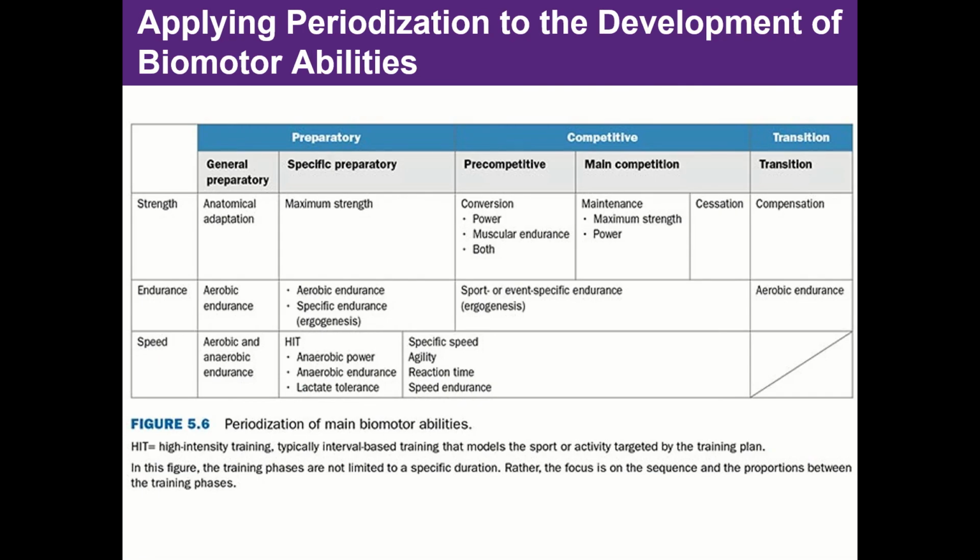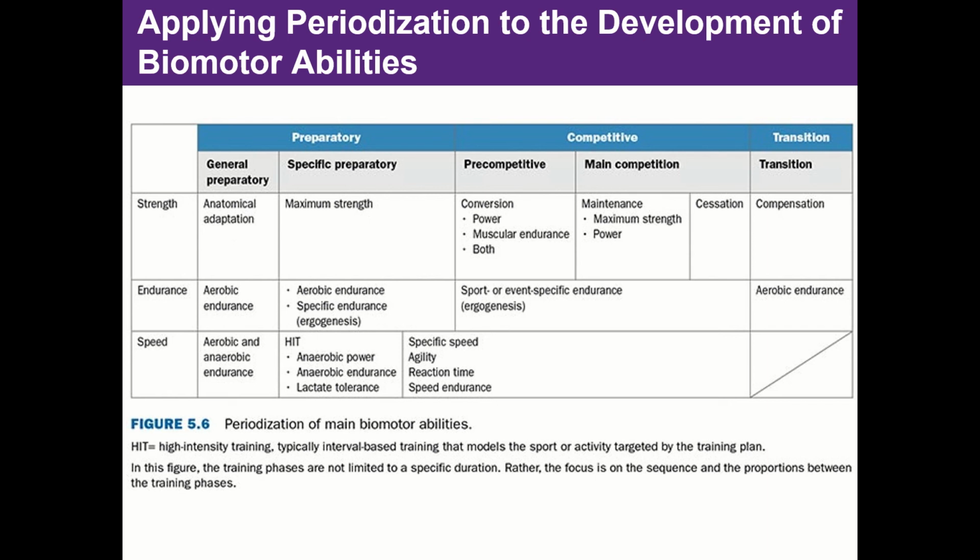All right. So in terms of periodizing biomotor abilities, you can see 3 different biomotor abilities there on this one. So you've got the anatomical adaptation, maximum, so I'm reading on the top line here. I should probably pull my mouse up. All right, so we got strength is one of our biomotor abilities. And so in the general preparatory phase, we're going to do anatomical adaptation.